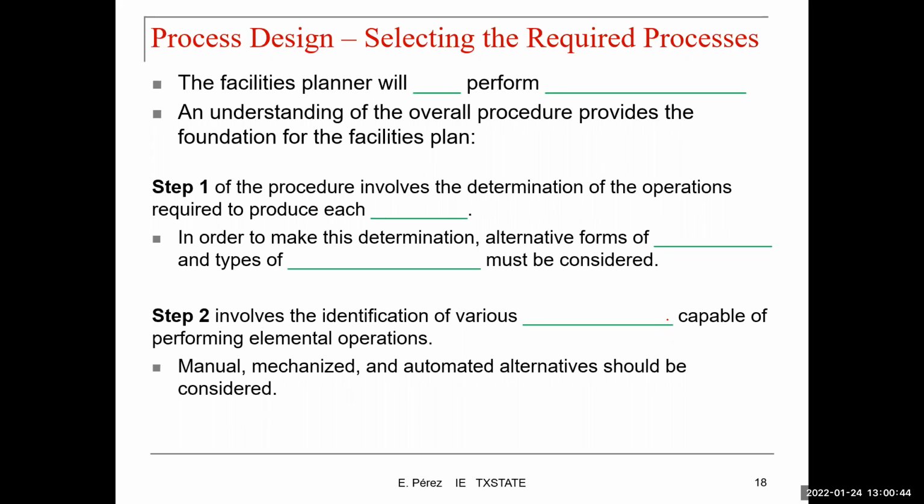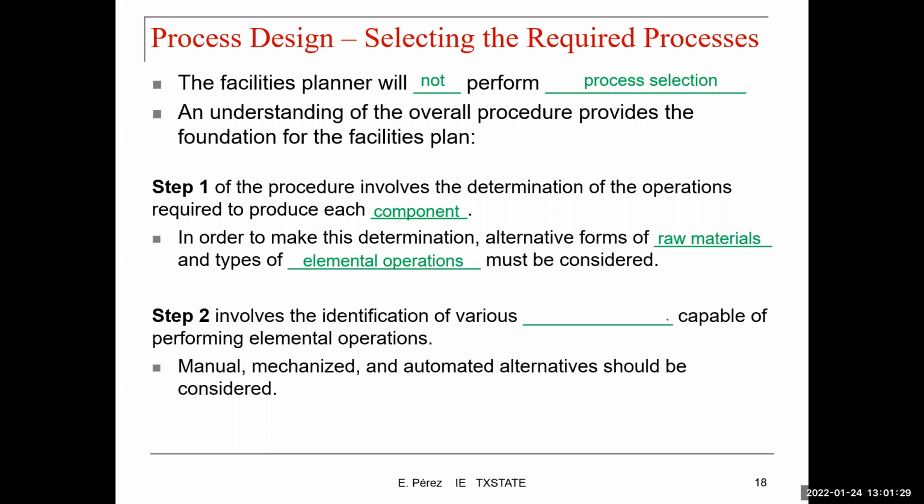So in terms of selecting the required processes, the facilities planner will not perform process selection, right? That's going to be information that's delivered to the facilities planner. But as a facilities planner, you need to have an understanding of the overall procedure, because that is going to provide a foundation for the facilities plan. So step 1 of the procedure involves the determination of the operations required to produce each component. And in order to make this determination, alternative forms of raw materials and types of elemental operations must be considered, which is what I explained in the previous slide.